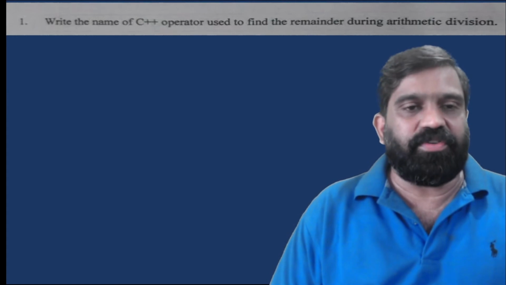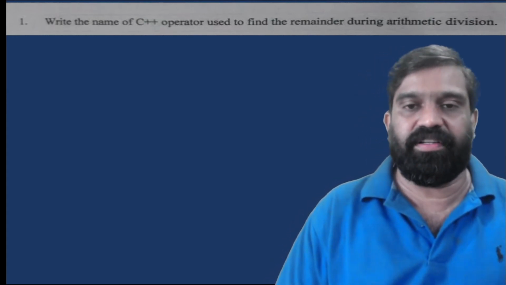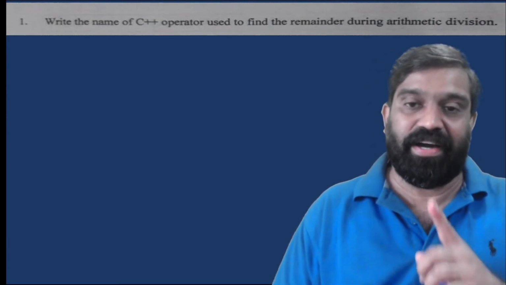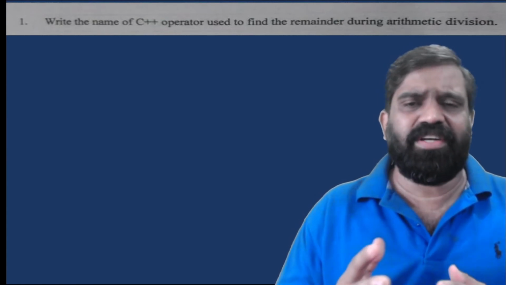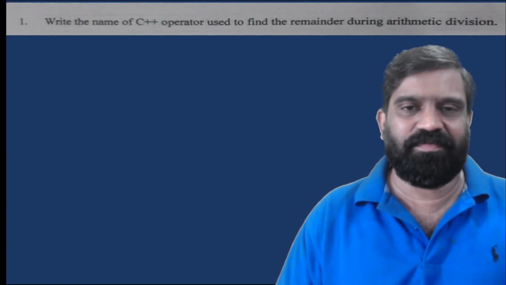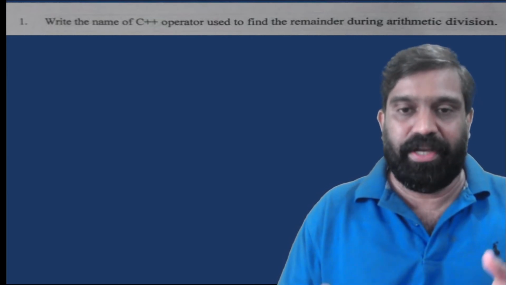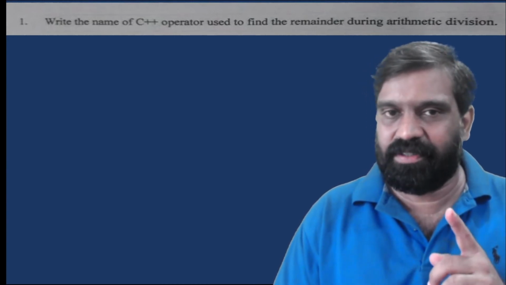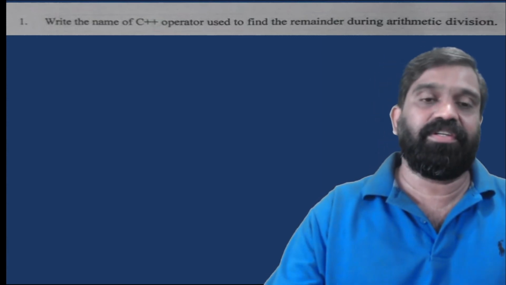Okay, just read the question. Write the name of the C++ operator used to find the remainder during arithmetic division. Remainder during arithmetic division. So what is meant by remainder? See, if you are going to divide 5 by 2, the remainder is 1. I think, could you get that? So it is a very simple question.